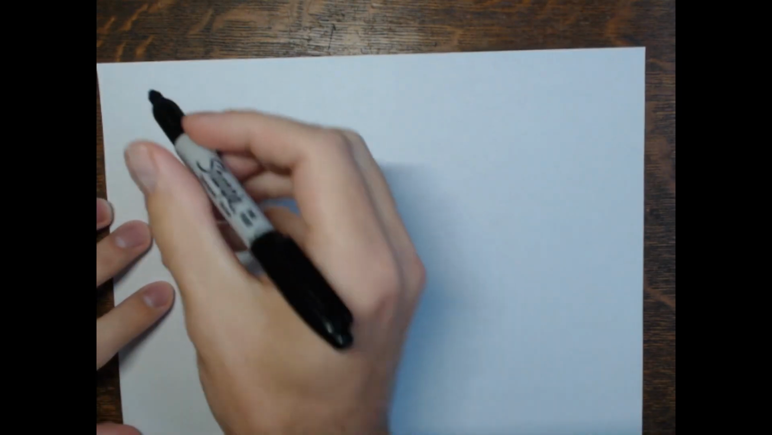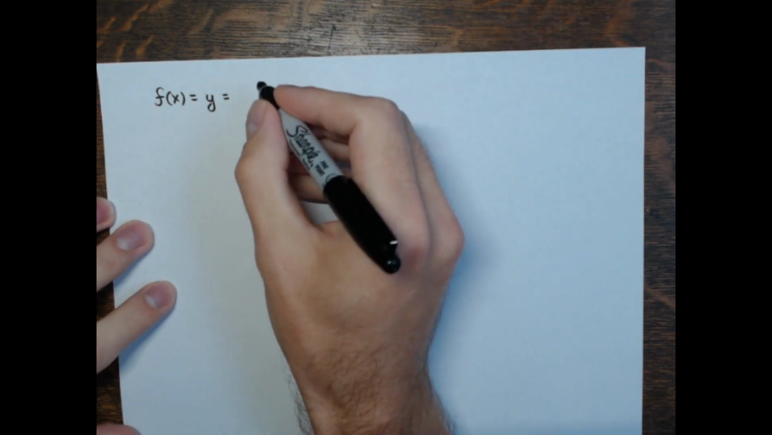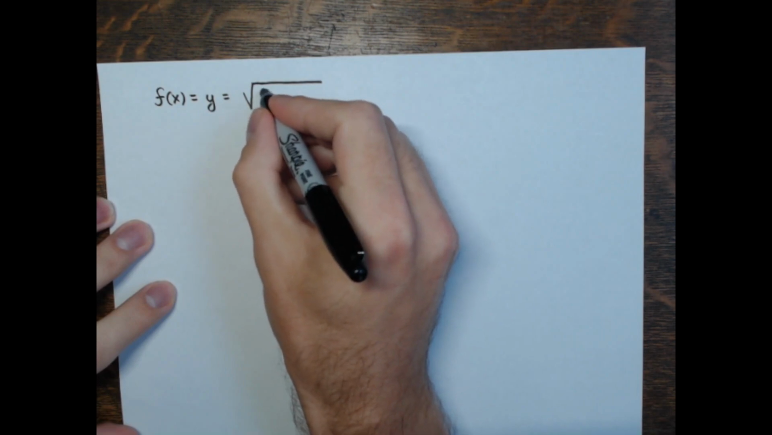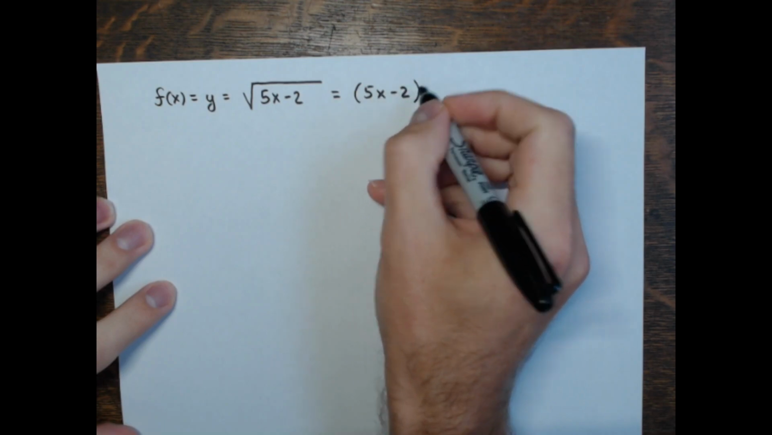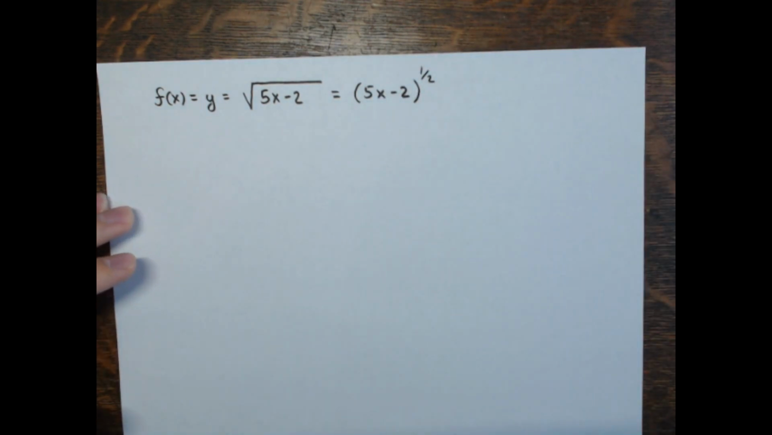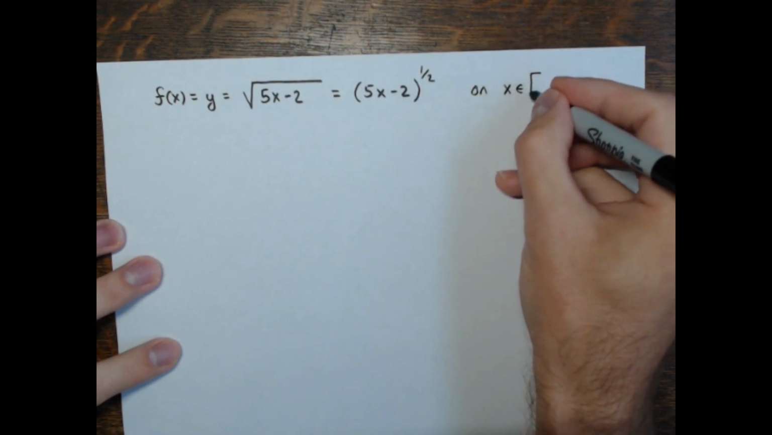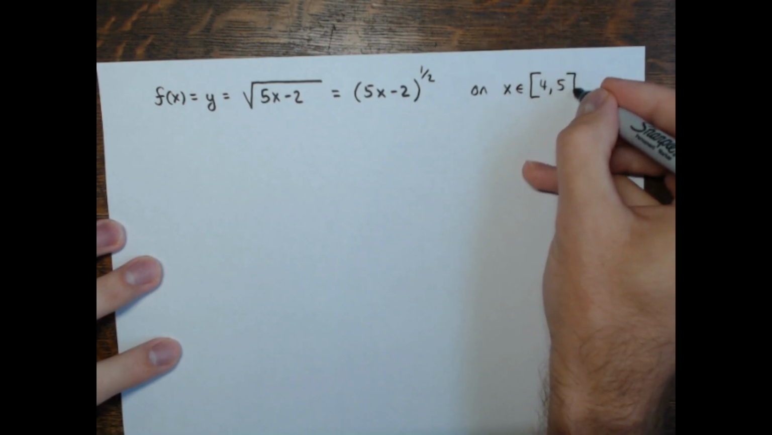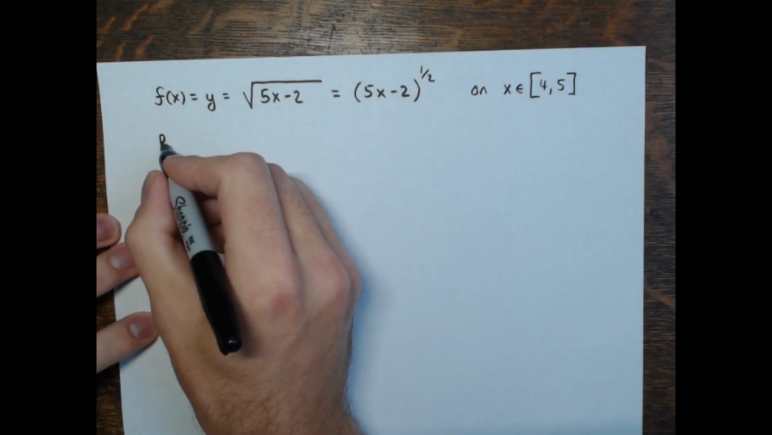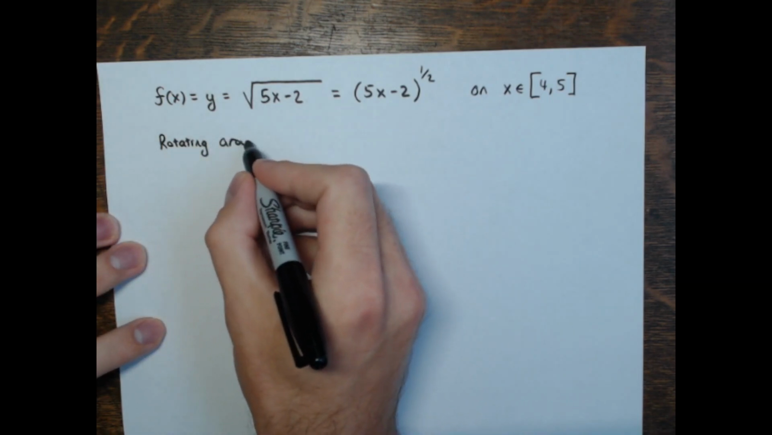So this time the curve we're given is f of x equals, or y equals, the square root of 5x minus 2, right? Which I'm going to write as 5x minus 2 to the half, right? Because remember, I need to take the derivative of this thing when I go into my surface area integral. And we're on the interval on the x-axis from x equals 4 to x equals 5. And we're rotating, or revolving, around the x-axis.